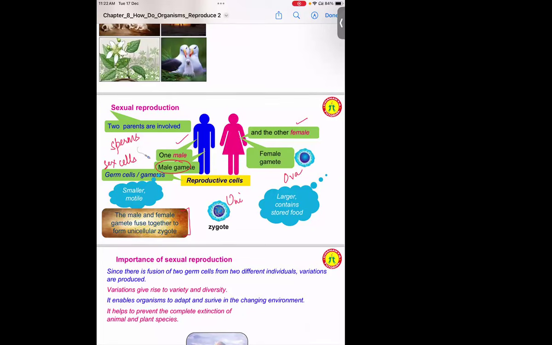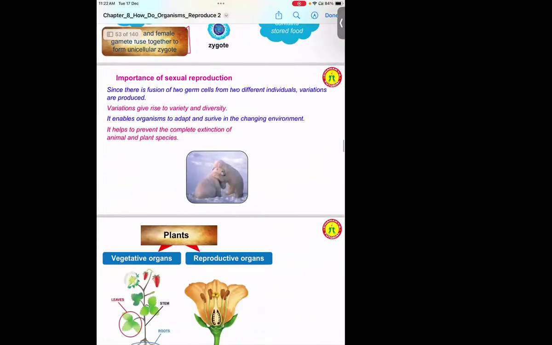But why is it important? Why do we have to undergo the process of sexual reproduction? Since there is fusion of two germ cells from two different individuals, variations are produced. Male will be there, female will be there, and both will have different characteristics. So when fertilization happens between them, ultimately due to DNA copying, a small variation will be there. Due to this variation, it gives rise to variety and diversity.